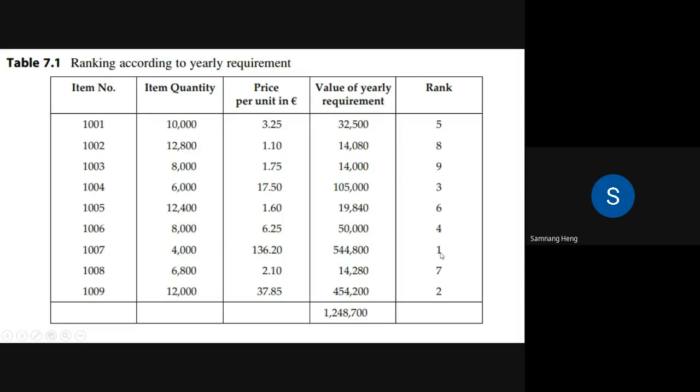So we rank it number one. The second highest is item 1009, so we rank it number two, number three, and so on. In an Excel spreadsheet, there is a function that allows you to rank items. Did you guys know how to rank items? I think you did in CS class. In the IT foundation year, they will teach you how to rank something.